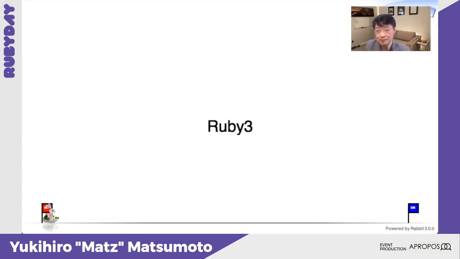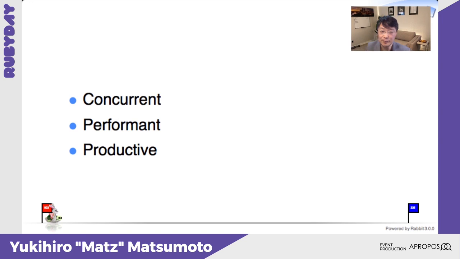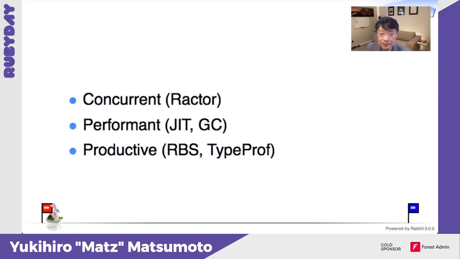Ruby 3 was released on December 25th, 2020, so last Christmas. We got the big release. The goal of the release was being concurrent, being performant, and being productive. Concurrency is accomplished by the Ractor and async fiber, and performance is accomplished by the GC improvement and the JIT compiler, and productivity is accomplished by the Ruby signature, RBS, and the type graph.